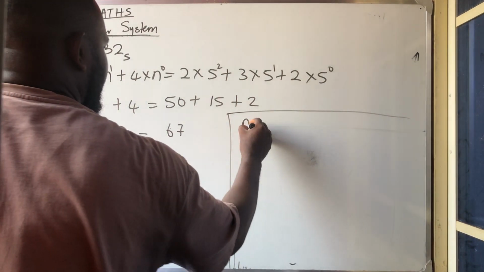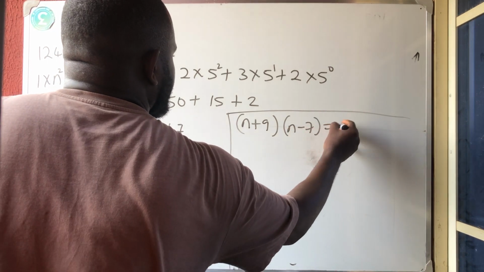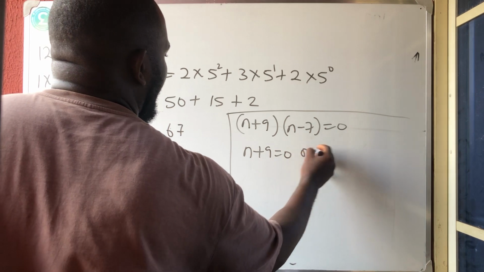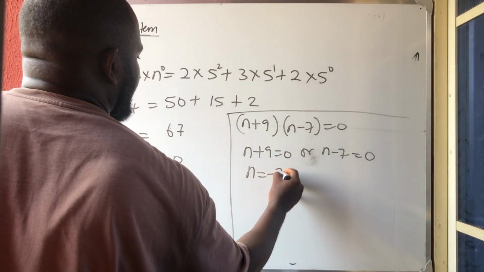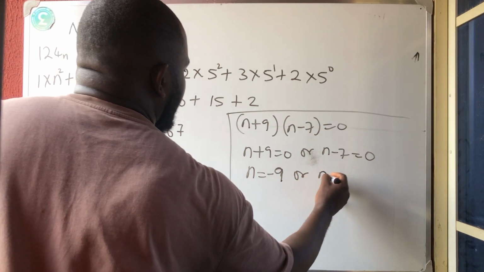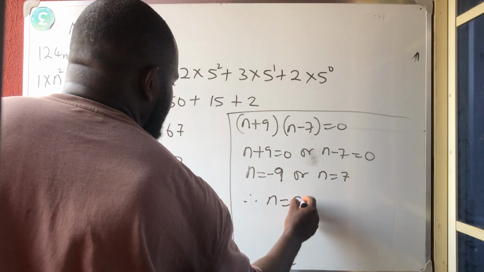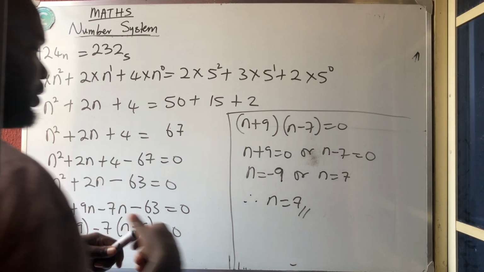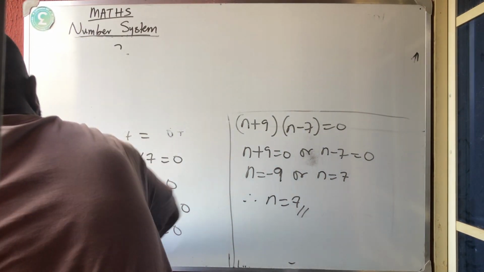So which means I'm having n plus 9 and n minus 7 is 0. So what does it mean? That n plus 9 is 0, or n minus 7 is 0. So therefore n is equal to minus 9, or n is equal to 7. But n cannot be negative, so therefore n is equal to 7. As simple as that. So let's solve two more questions, and then we are good to go.